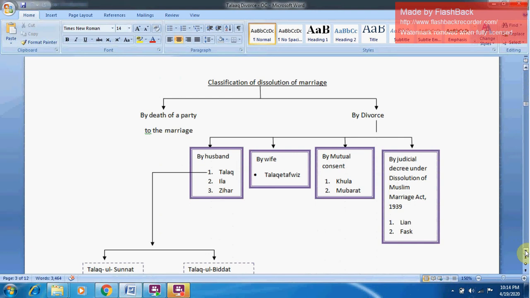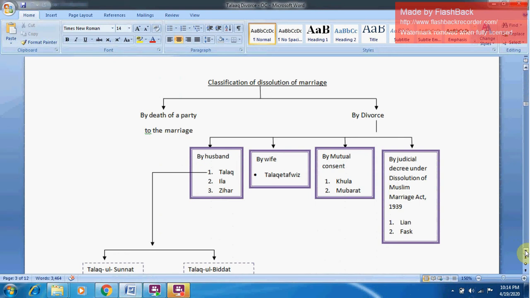Under the same act, the Dissolution of Muslim Marriage Act 1939, we will discuss Lian as well as Faskh, these two terminologies. When you come to divorce by the husband, there are talaq, ila and zihar; these three come under divorce by the husband. And by the wife, divorce is talaq-tafwiz, or we can say talaq-tawiz, in other words. And by the third one, by mutual consent, again there are two types: one is khula and the other is mubarat.